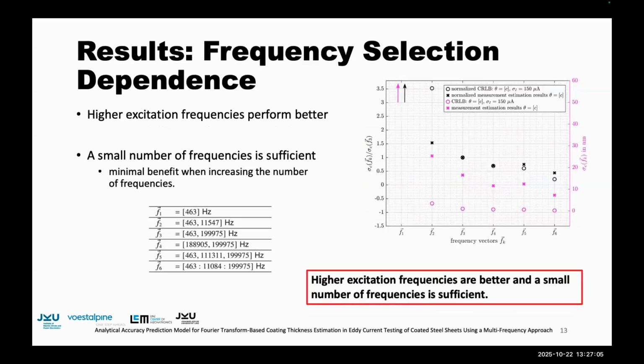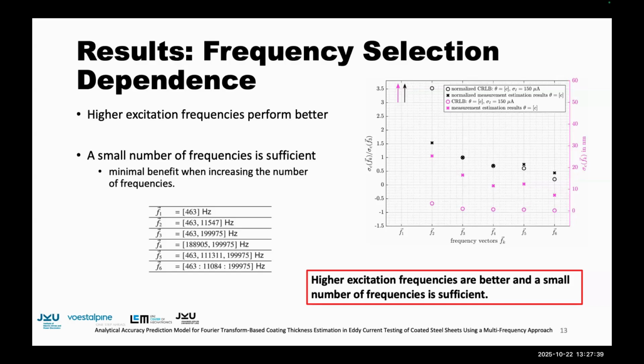Secondly, I analyzed how the selected frequencies influence the coating thickness estimation standard deviation. Therefore, I analyzed the frequency vectors from this table. For example, if a small excitation frequency of 463 Hz is used, then the coating thickness estimation standard deviation is very high. For example, if two frequencies are used, then the standard deviation is decreased.